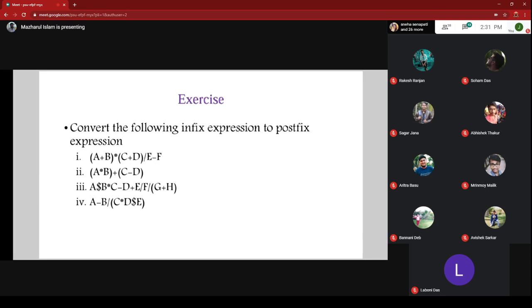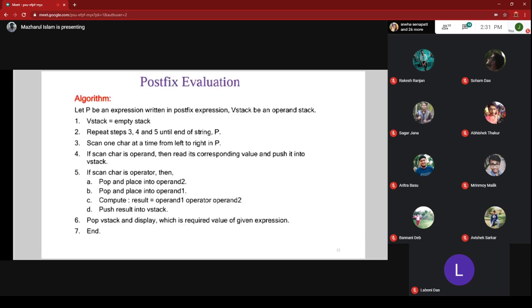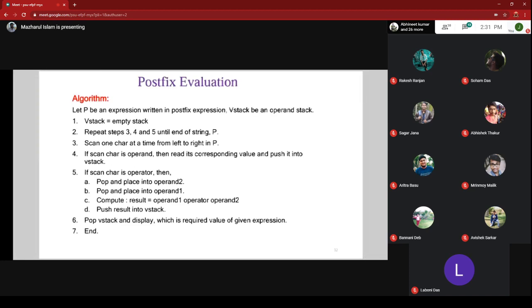Now another algorithm, that is postfix evaluation. That means an infix expression is given to you, and your algorithm has converted it into the form of a postfix expression.